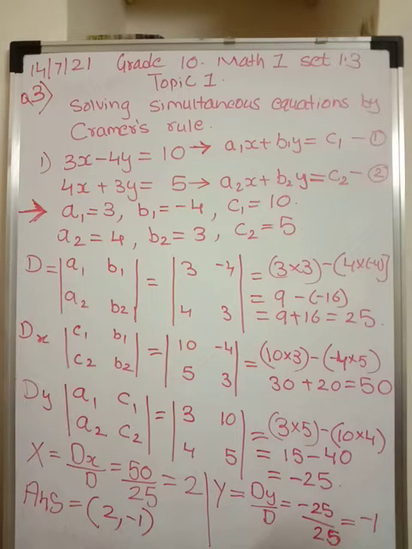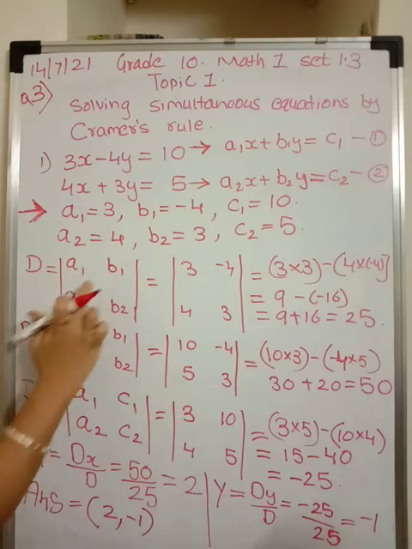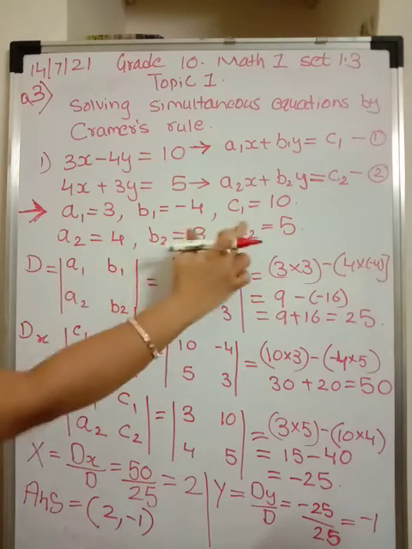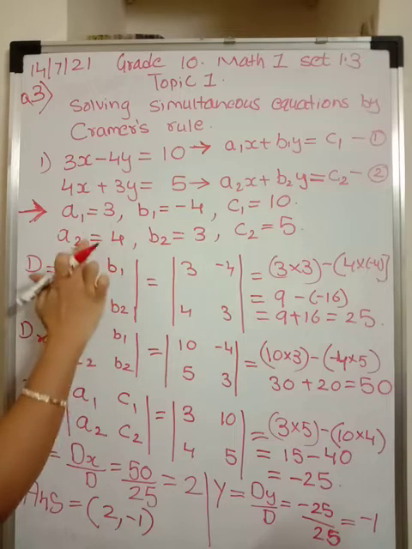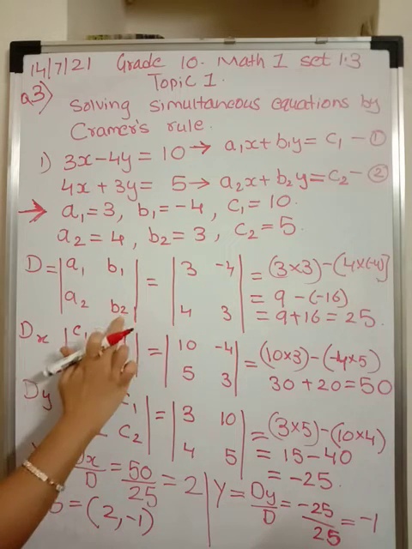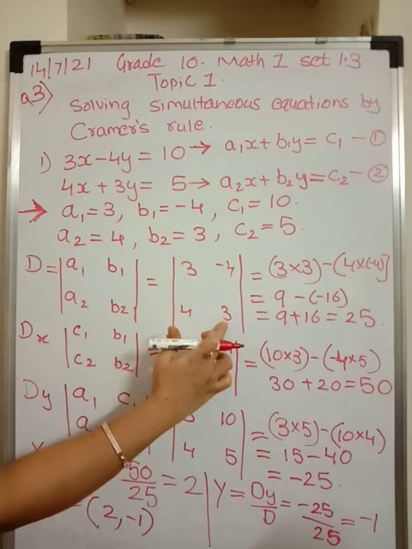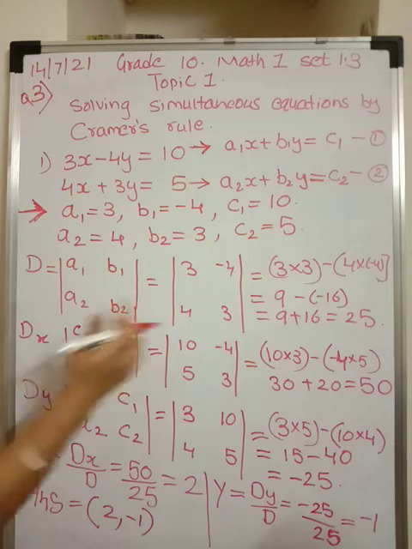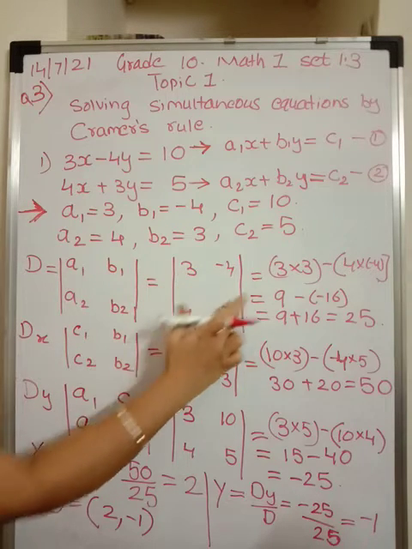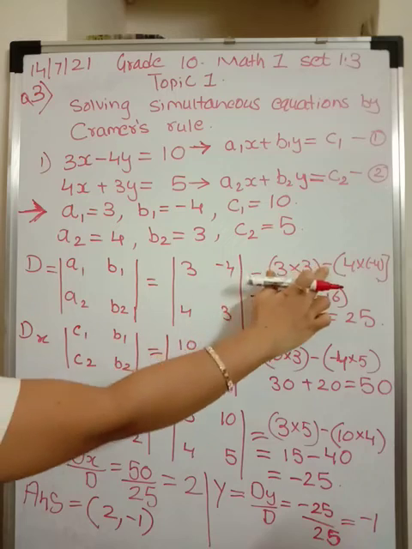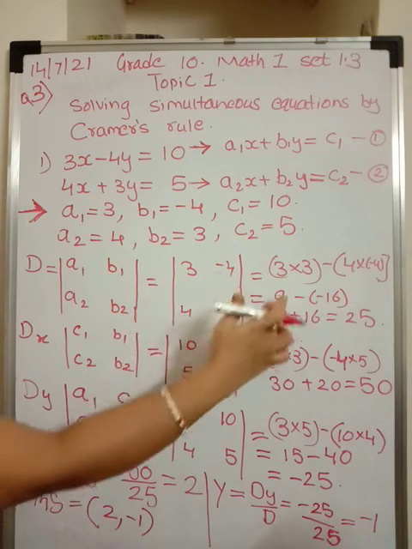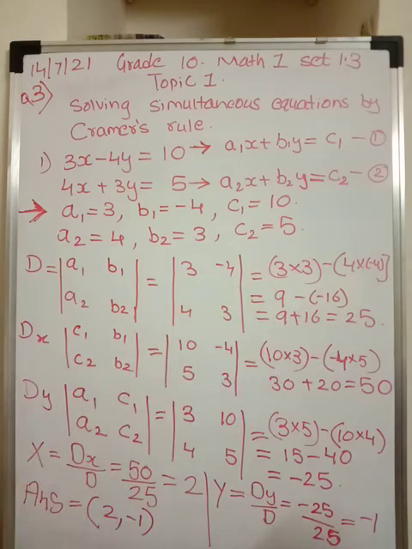Now substitute the values. 3, minus 4. a2 is 4, and b2 is 3. Cross multiply. 3 into 3 is 9. From that you subtract 4 into minus 4. So after solving you get the value 25.